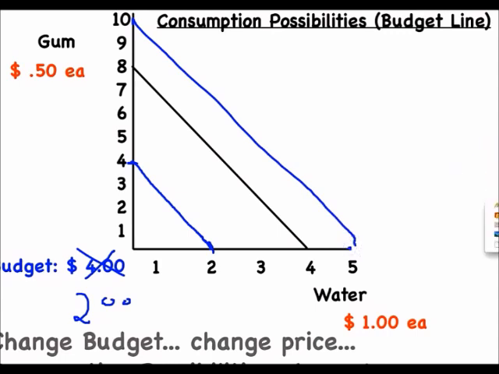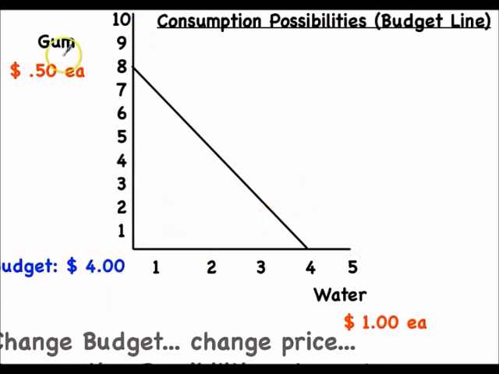So we can change the budget. The next thing we can do is change the price tag. So let's say that gum we change to $1 each. Water remains $1, no change with water.